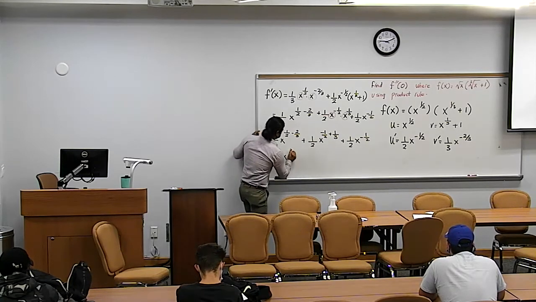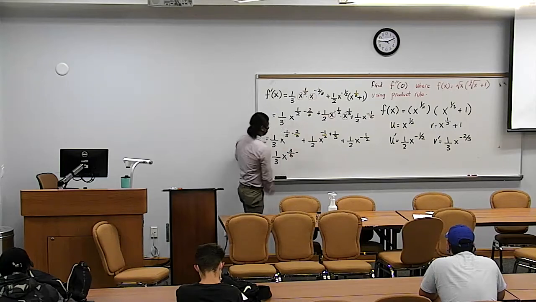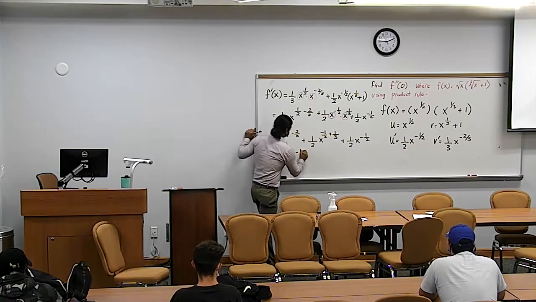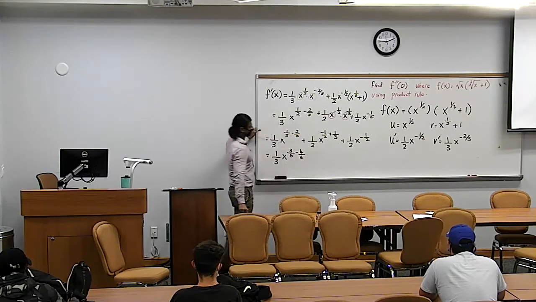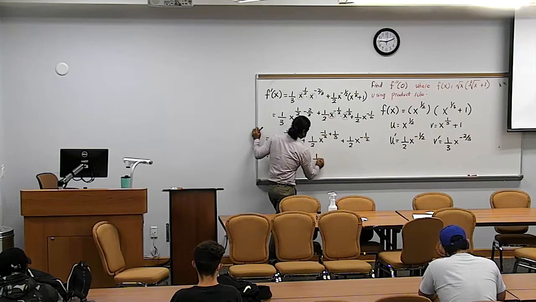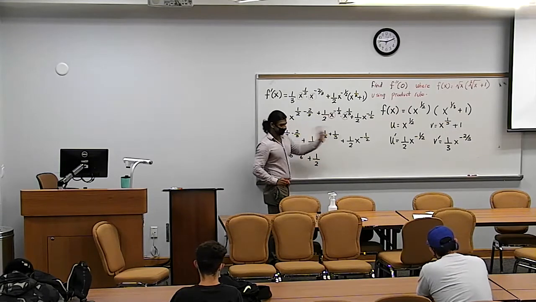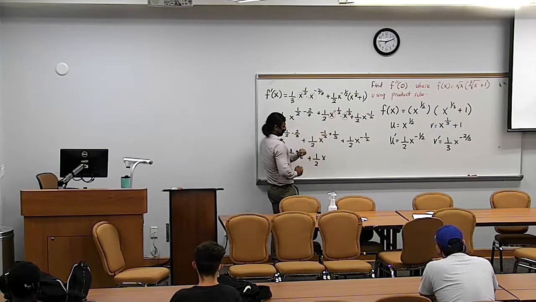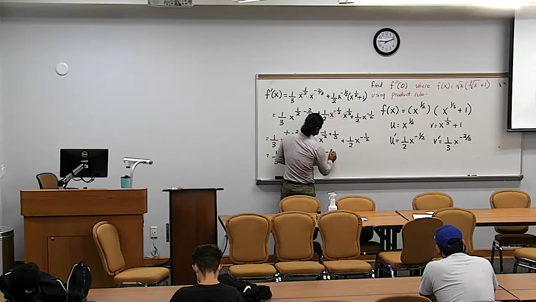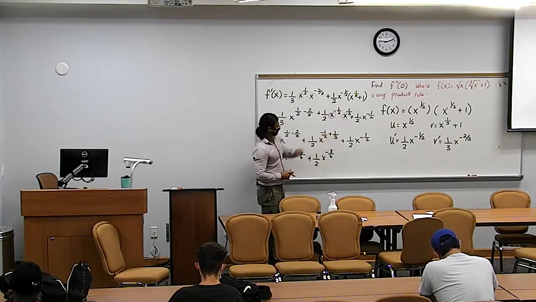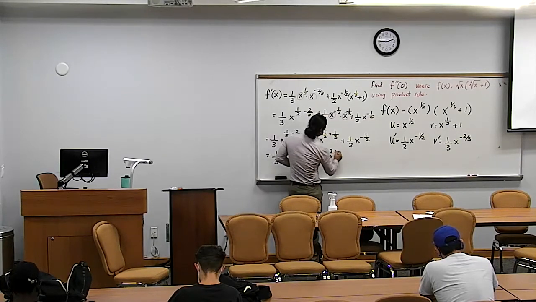So you have 3 over 6 minus, multiply and divide by 2, you have 4 over 6. Same thing over here. Multiply and divide by 3, you have negative 3 over 6. Multiply and divide by 2, you get 2 over 6.